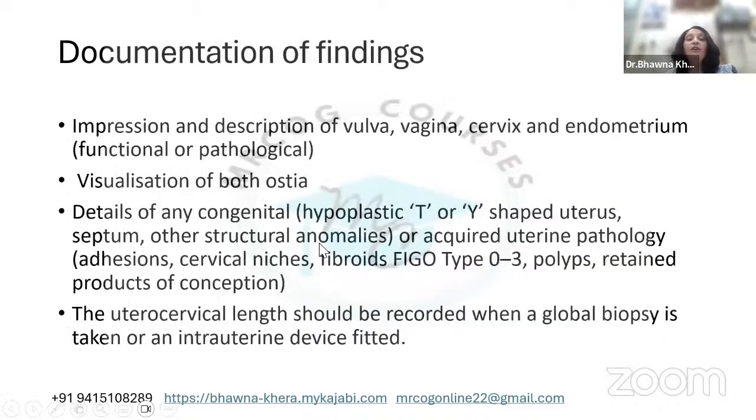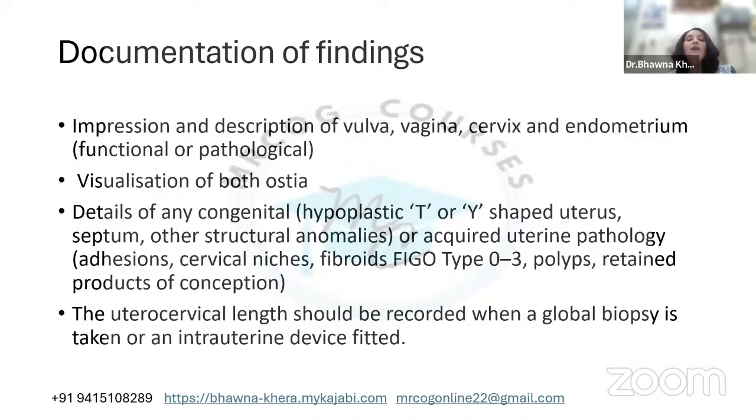Now, what about documenting the findings? When we document the findings, we need to give an impression and description of the vulva and vagina, cervix and endometrium. So first we will start with the vulva, then go into the vagina, then the cervix, and then we talk about the endometrium. Remember, it's not directly the endometrial cavity that we have to talk about. We have to talk from the outside in.